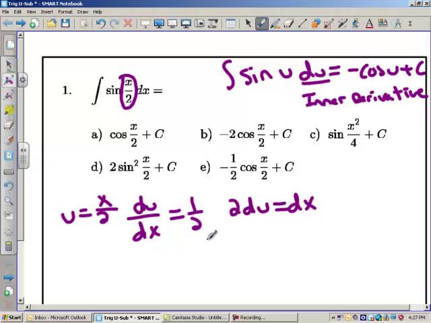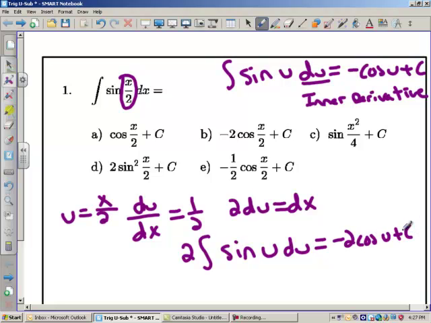So this integral turns into the integral of sine of u times 2 du. My answer from this formula will be, the 2 is going to come through here, and it's negative 2 cosine of u plus c. Then we back substitute our x over 2 in for u, and so we get negative 2 cosine of x over 2 plus c. And so that answer is B. So the u substitution also works with your trig identities.